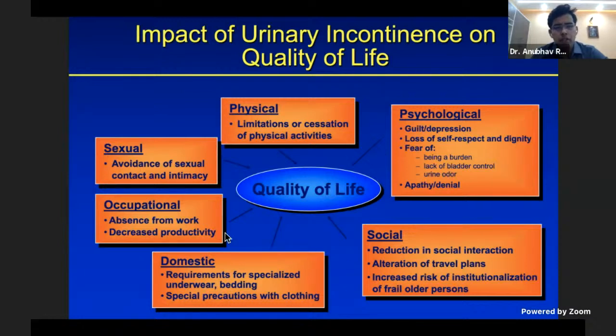And occupationally, the patient may have absence from work, there is decreased productivity, because of the lack of confidence and absence from work. Even sexual activities can become a burden for these patients, because they try to avoid intimacy because they think of the smell of urine, or suppose I get urgency before or after sexual activity. So you can just imagine what a tremendous burden these things become on the mind of the patient.